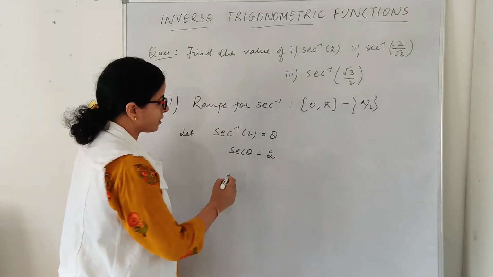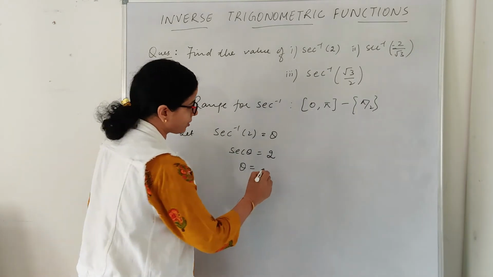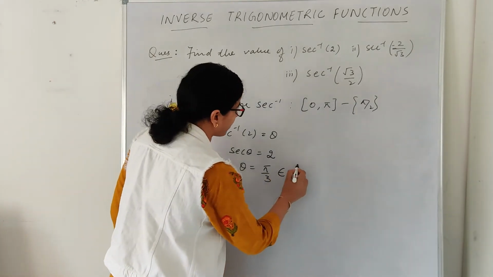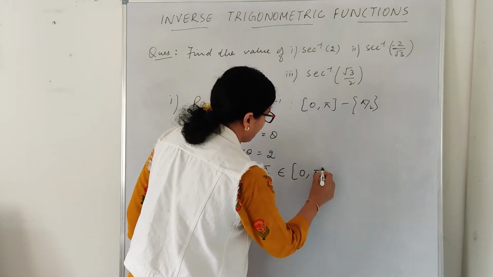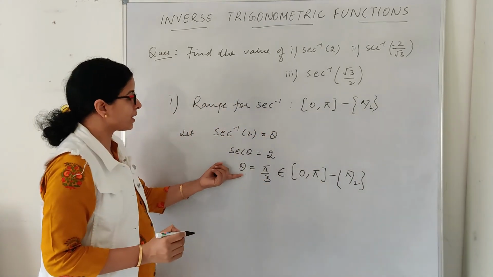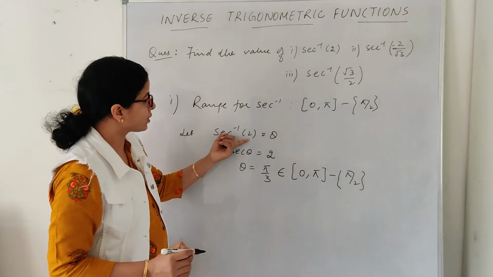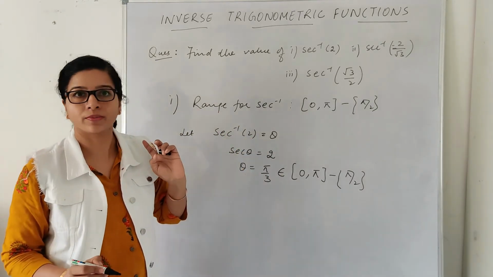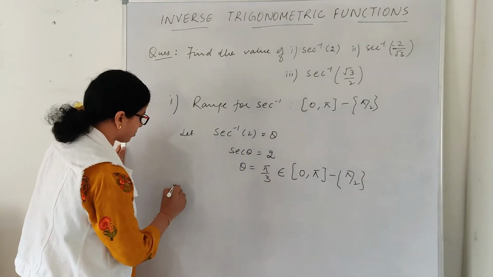When is my secant theta 2? At pi by 3. And pi by 3 belongs to 0 comma pi minus pi by 2. So done. What is my value of secant inverse 2? It is pi by 3. Now see the next question.